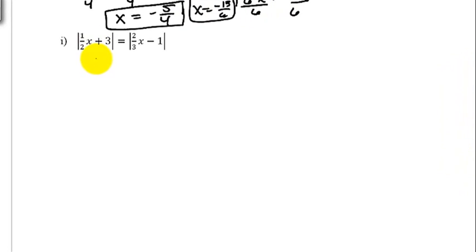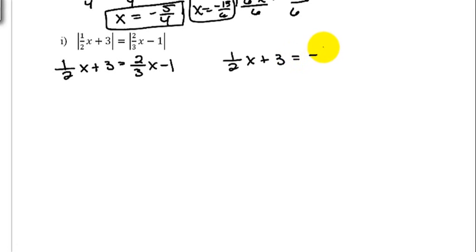And then our last one, absolute value of 1/2 x plus 3 equals the absolute value of 2/3 x minus 1. So again, our first equation is just dropping out those absolute value bars. 1/2 x plus 3 equals 2/3 x minus 1. And the second equation is going to be dropping out the absolute value bars, but we're going to multiply the right-hand side by -1 and make sure that you put that right-hand side in parentheses.